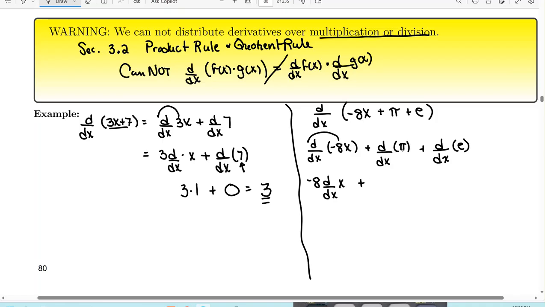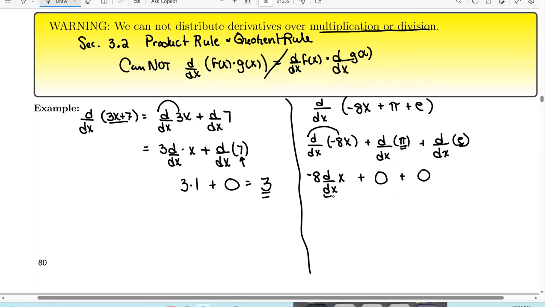The derivative of pi is a constant. The derivative of a constant is 0. Derivative of e is also a constant. Remember, that's like 2.71, and so on, just like pi is about 3.14 or so on. So e is a constant. The derivative of it is going to be 0. Here, the derivative of x with respect to x is just 1. And we still have a negative 8 in front. Plus a bunch of zeros gives me negative 8 as your final answer.